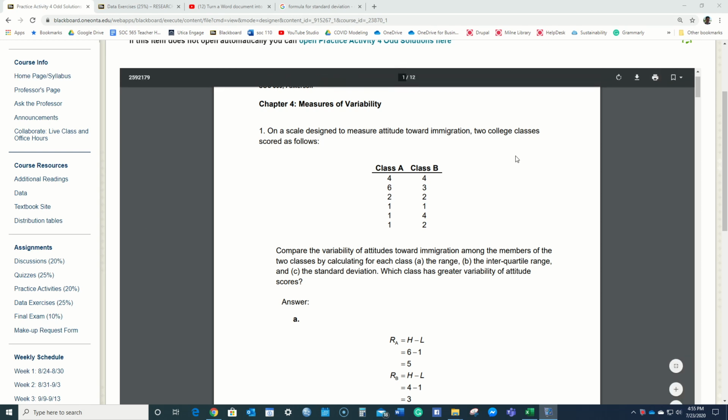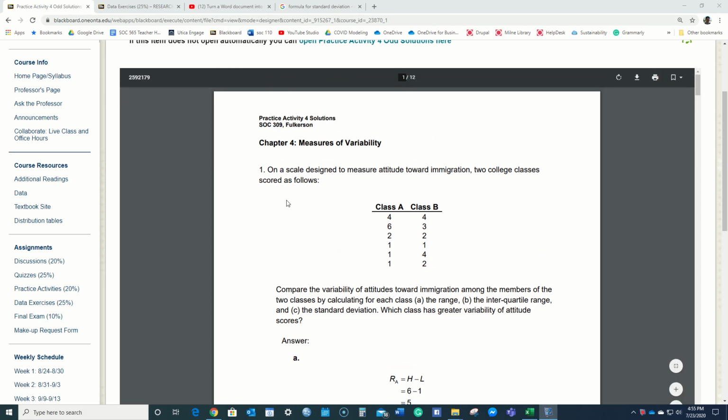Okay, we're looking at practice activity 4, question 1, and we're comparing the variability of class A and class B in terms of their attitudes towards migration. And we're being asked for the range, the interquartile range, and the standard deviation. And to get the standard deviation, we'll be working out the variance. And let's get to it.